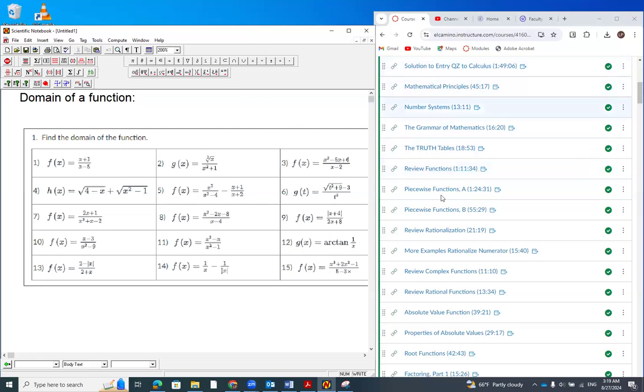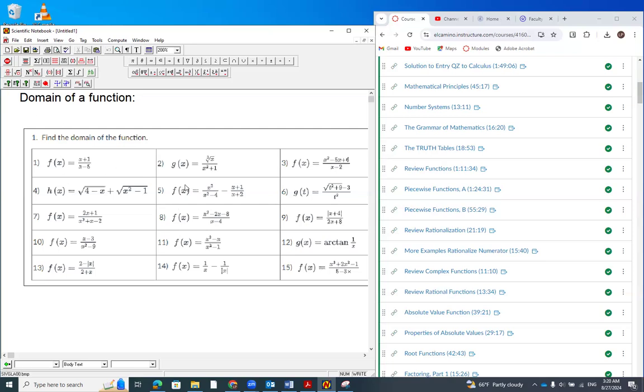Okay, we have all these contents I would like you guys to study and review. And one of those sections is review functions. This is an hour-long lesson, and yeah, please study this section. Of course, we also have other content. So let's go straight to domain of a function.